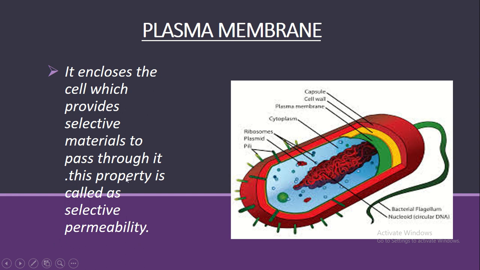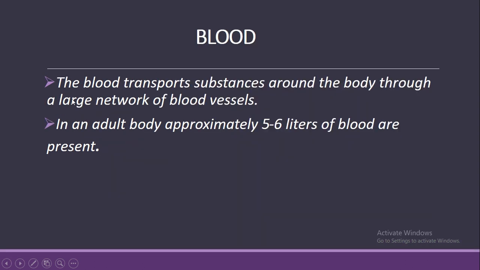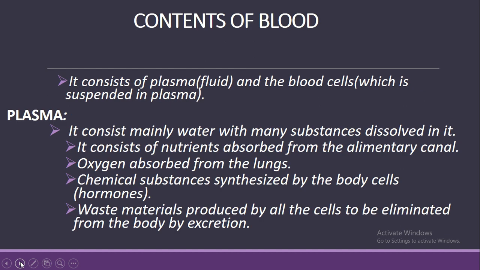It can come as a 2 mark question for you, so I have taken this in a slide. Now, blood. Everyone knows about blood, and we are going to study in detail the blood components. Blood transports substances around the body through a large network of blood vessels. In an adult body, approximately 5 to 6 liters of blood are present.